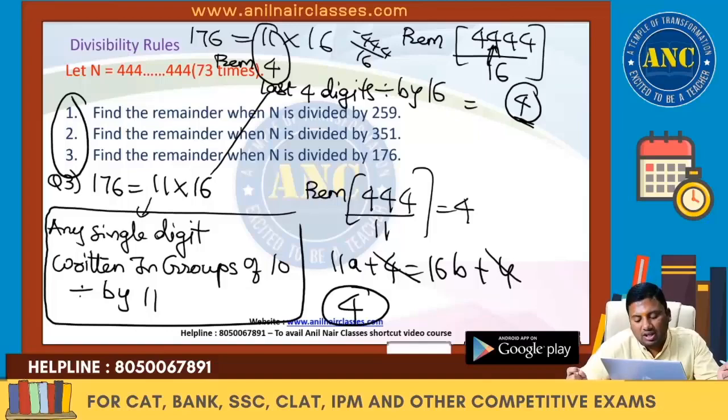176 is 16 into 11. 351 is 13 into 27, and 259 is 7 into 37. Very, very important concept: any single digit written p minus 1 times is always divisible by p if p is a prime number. That is the concept I used. For 16, what is the divisibility rule? Last 4 digits should be divisible by 16.